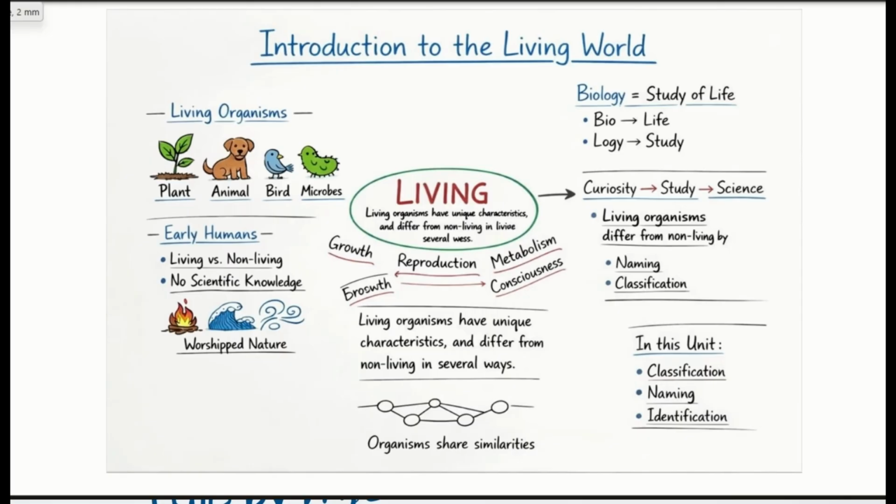Okay, now let's begin with our first topic, Introduction to the Living World. When we look around us, we see many different types of living organisms like plants, animals, birds, and microbes. Some we cannot even see with our naked eye. This variety of life is what we call the living world.